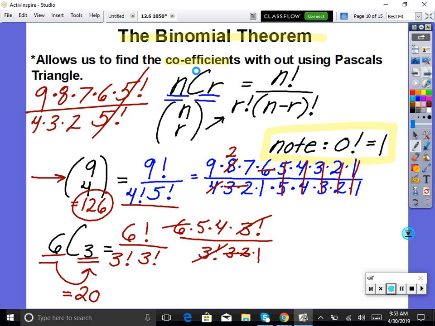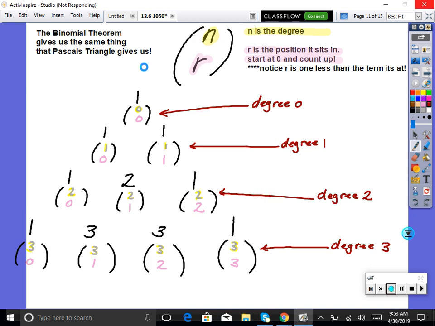So like I said, this allows us to find the exact same thing Pascal's triangle gives us. So write this down for yourself, nCr. So n is going to be the degree you're at, and r is the position it is sitting in. You'll see what I mean when I give you this example. Now it does start at 0 and count up to the degree. So the position starts at 0. There's a position 0. Then there's position 1, position 2, and so on.